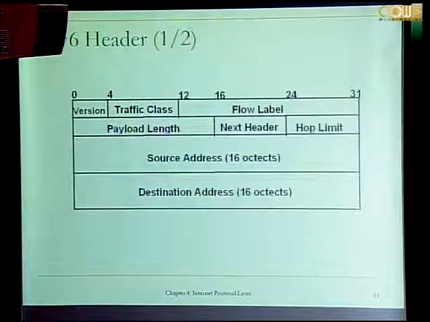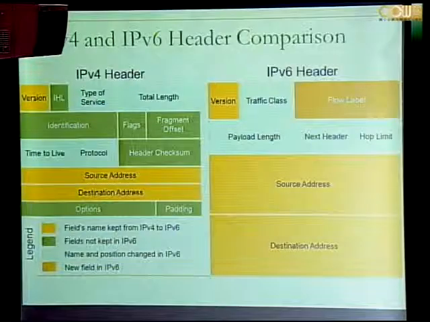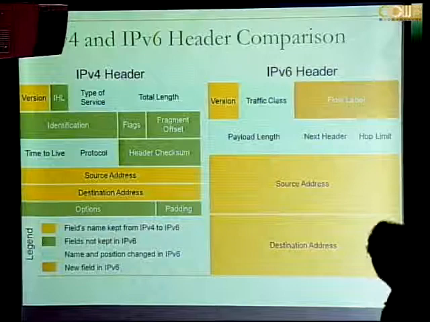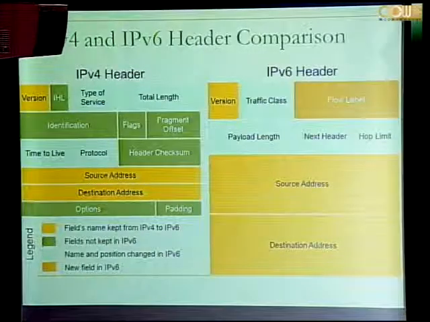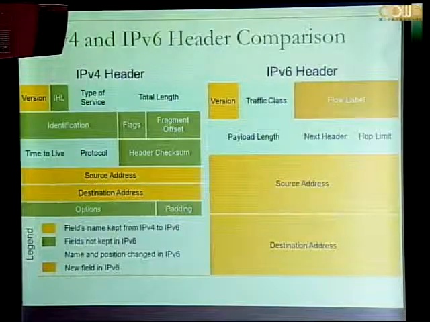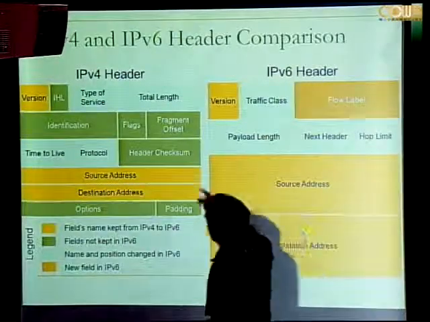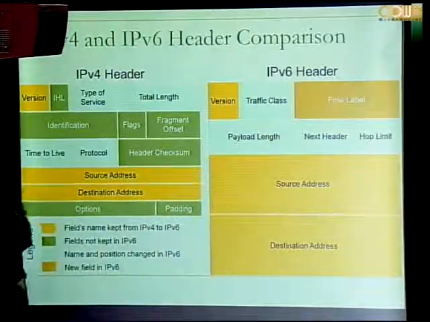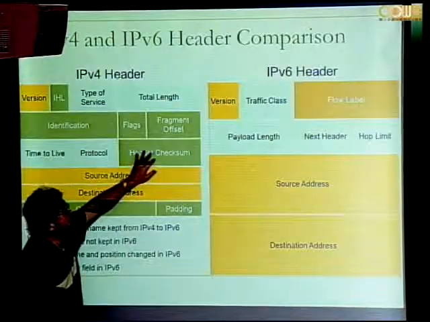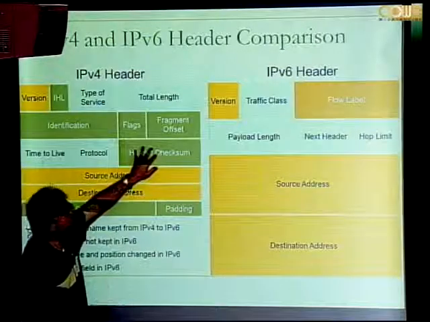And this is the IPv6 header with fewer fields. As you can see, if we compare this with this, the left-hand side is the V4 header, the right-hand side is the V6 header. If you compare them, you see what? They removed this checksum. No need to check. If it's in error, fine. Some other layer will check.